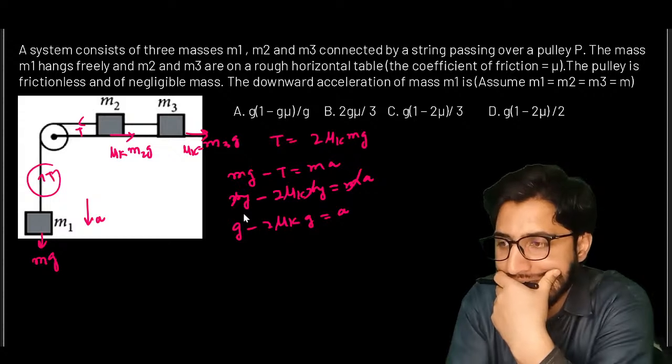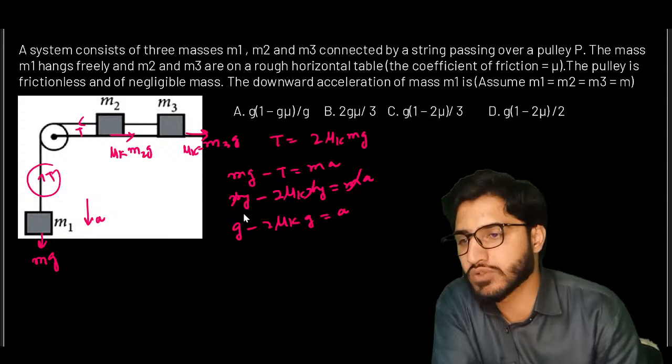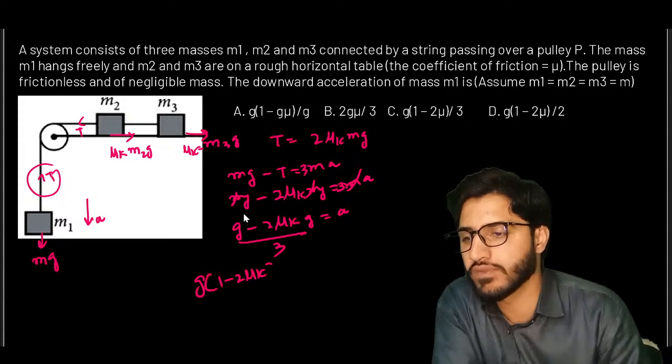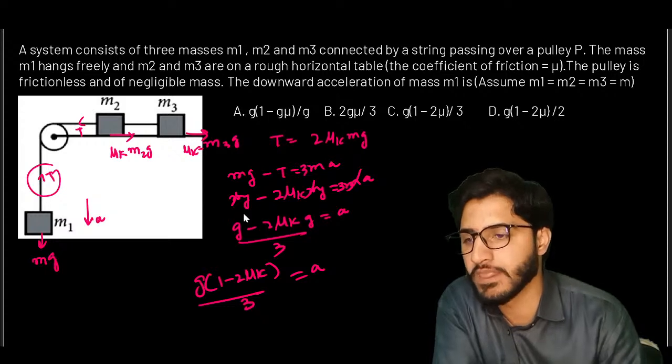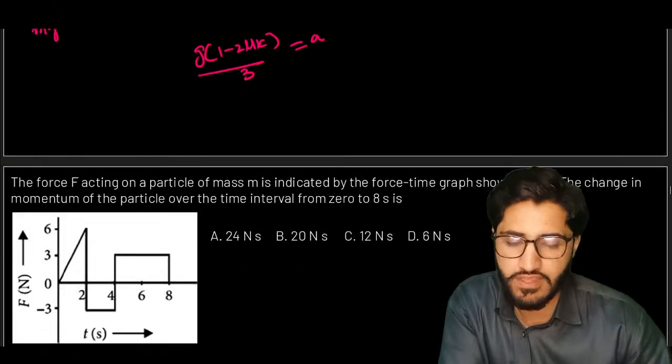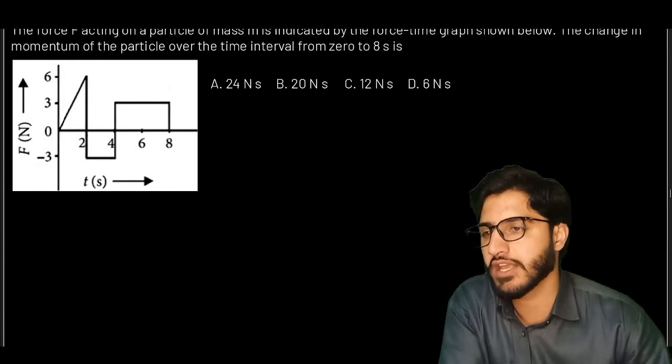But here is 3A, no? It is the total mass here. It is 3A, divided by 3. So I can take g common: (1 minus 2 nu K) whole divided by 3. Which one is it? C? Yeah, C is correct.